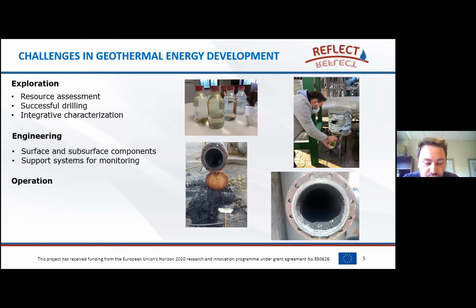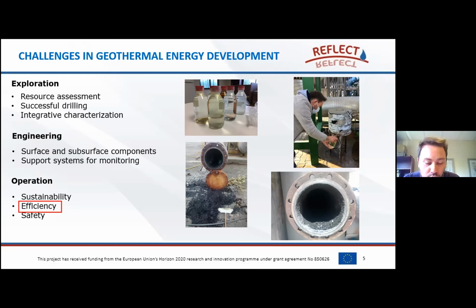Operational difficulties often occur after production. Here, the sustainability, efficiency, and safety of the geothermal power plant are important. If we can increase the efficiency of the power plant, we will also ensure the sustainability of the power plant.